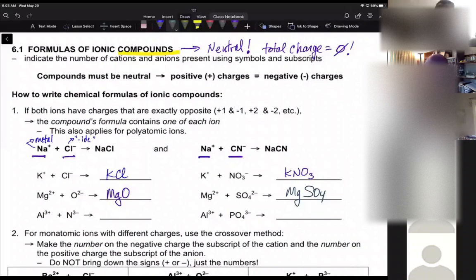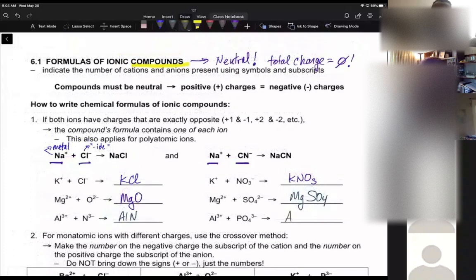Go ahead and say it as you're writing, because when you say it out loud, it helps you remember. I know it seems like such a baby thing to do, but that's how learning works. So aluminum is a +3, nitrogen is a -3, so one of each. Aluminum nitride. And with the polyatomic, aluminum phosphate. All of those have zero charge overall.